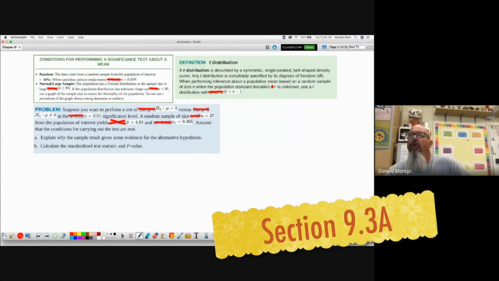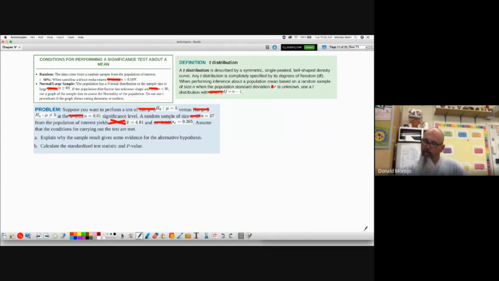What happens if we want to test a mean? Well, basically, it's going to be the same process. There's going to be a 4-step process. What are we going to do? Are we allowed to do it? Do it. What the heck does it mean?